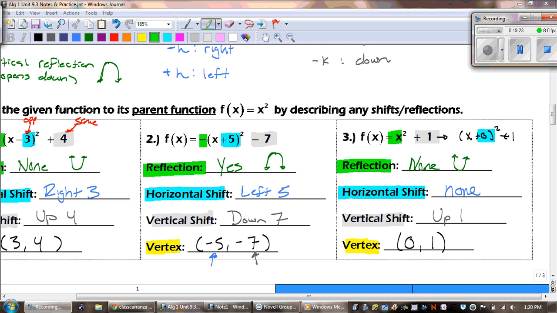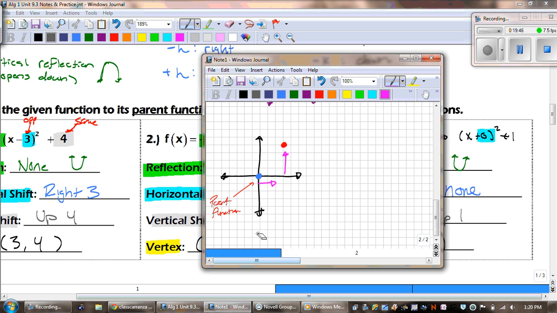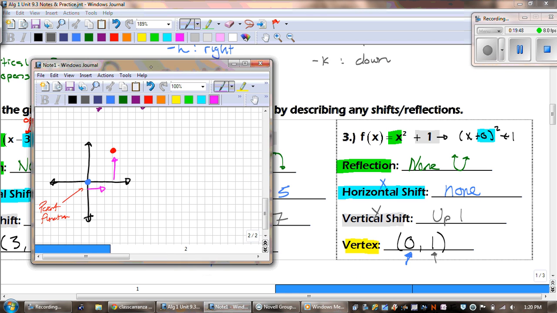Okay, and there we go. So the reflection, there is no reflection because it's positive. The horizontal shift is none because it doesn't move left to right. Okay, and guys, if you're having trouble with that, look at your vertex. Okay, the horizontal shift is your x, and then your vertical shift is your y. You always want to relate it back to the beginning over here.